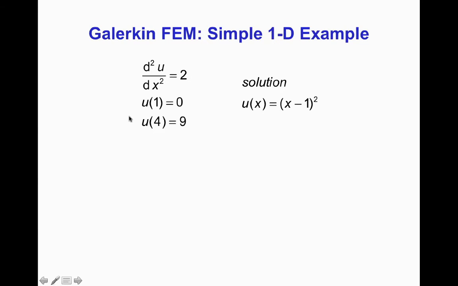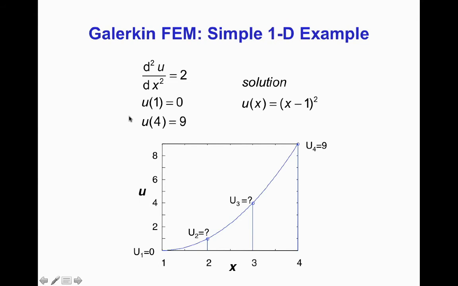Let's see if we can solve it using the finite element method. So in other words, we have a domain where x varies from 1 to 4, and we know that u is 0 at one end and 9 at the other end, and we're trying to find intermediate values. We'll approximate this domain with three elements, each of unit length, so that it will amount to finding what the values at the nodes of our finite element interpolation are at x equals 2 and x equals 3.